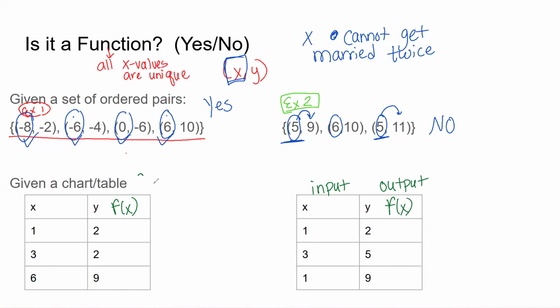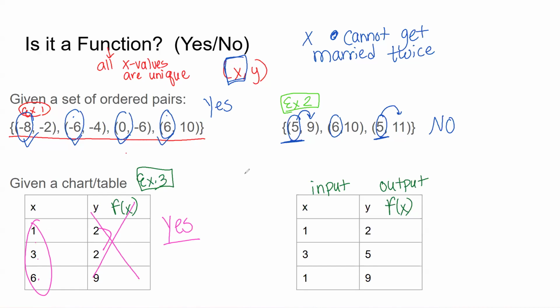So again, let's come to example 3, bottom left there. You just need to look at the x's. Are these all different? 1, 3, 6, they're all different. This is a function, as long as your x's are all different. Don't even put your eyeballs on the y's. Yes, these are the same. Doesn't matter. Don't care. This is a function because all the x's are different.